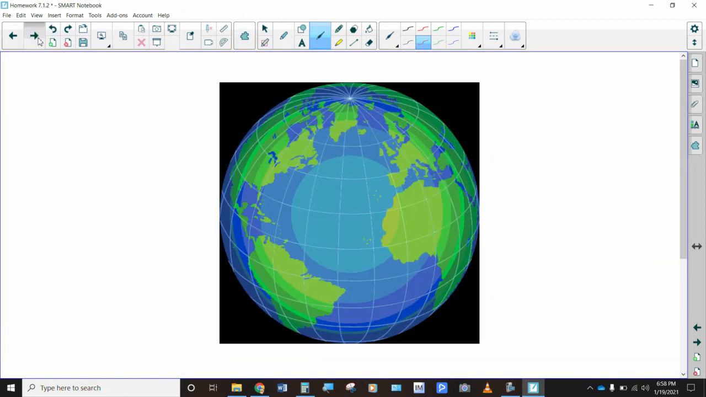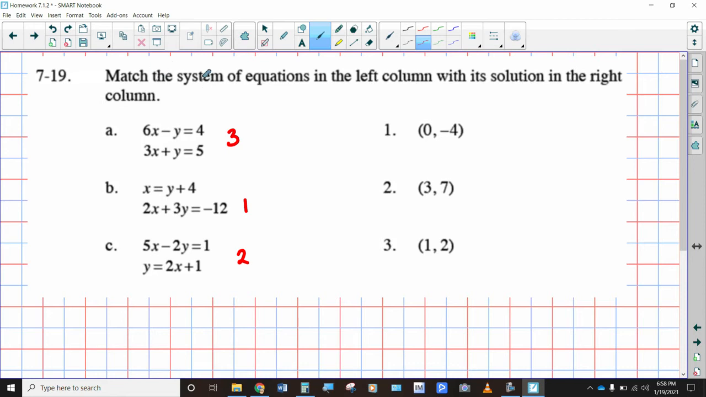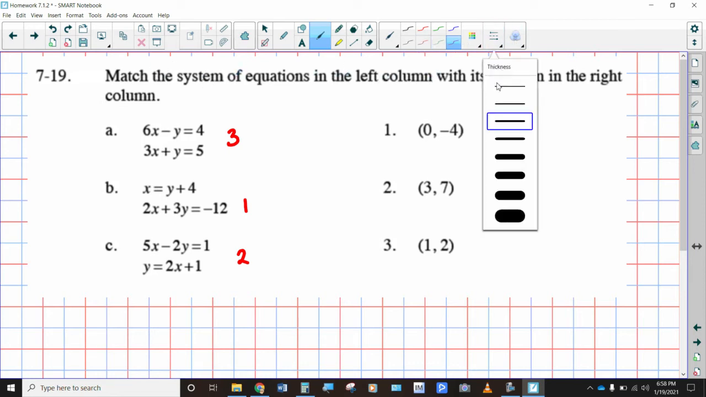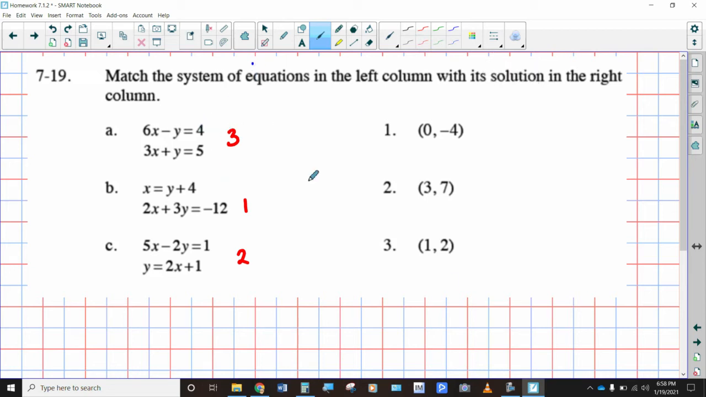Yep, there's our globe. All right, now match the system of equations in the left column with its solution in the right column. So you could do one of two things. You could solve each system and see what you get for an answer, or you could take these values for x and y and put them in and see which ones work in both equations. For instance, for this one, if x is equal to 0, then that becomes 0 minus y is equal to -4. That would equal 4. So that works for this one, but does this work for the second one?